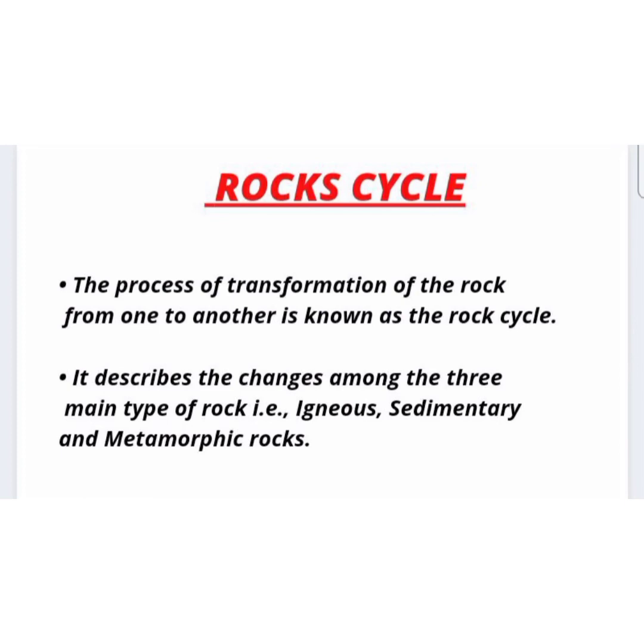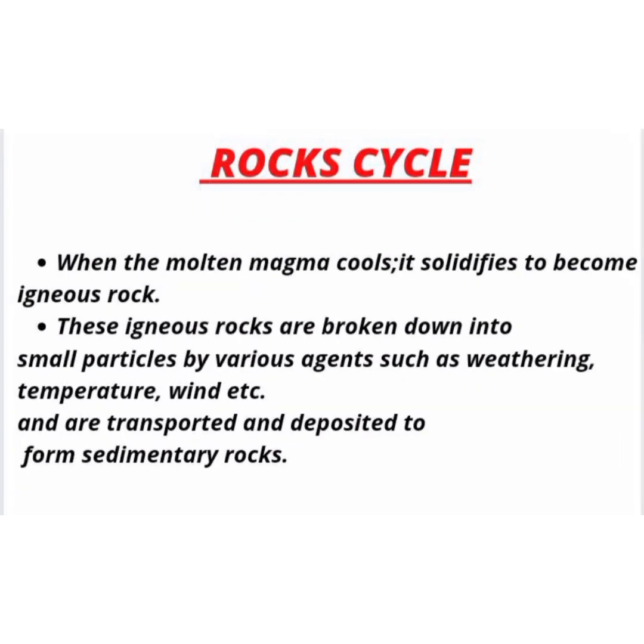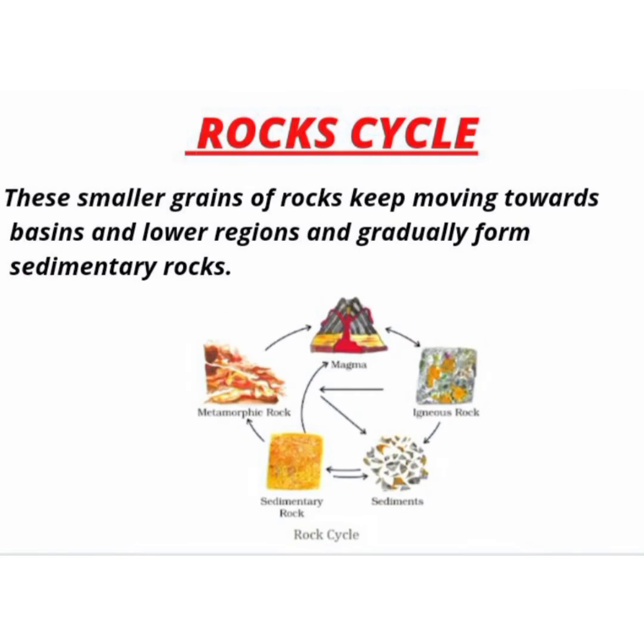Rock cycle. The process of transformation of rock from one to another is known as the rock cycle. It describes the change among the three main types of rock, that is igneous, sedimentary, and metamorphic rock. When the molten magma cools, it solidifies to become igneous rock. These igneous rocks are broken down into small particles by various agents such as weathering, temperature, wind, etc., and are transported and deposited to form sedimentary rock.